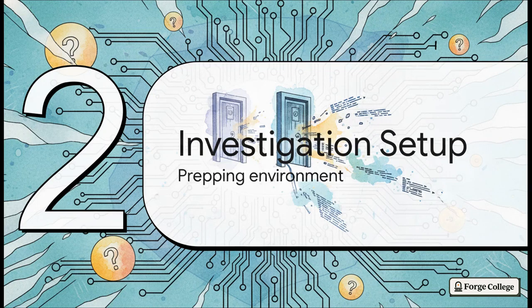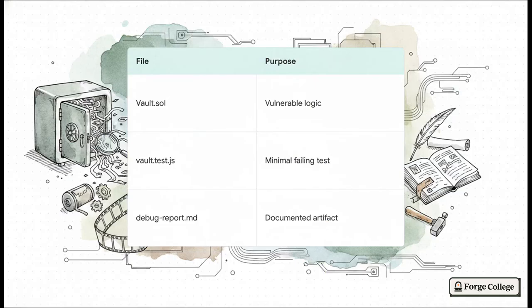Section 2. Setting up the investigation. Okay. Before we start interrogating variables and kicking down virtual doors, we really need to set up our environment properly. We'll do this using a local Hardhat or Foundry test environment. We're going to isolate our investigation into 3 core files. Just think of these as your tools of the trade.